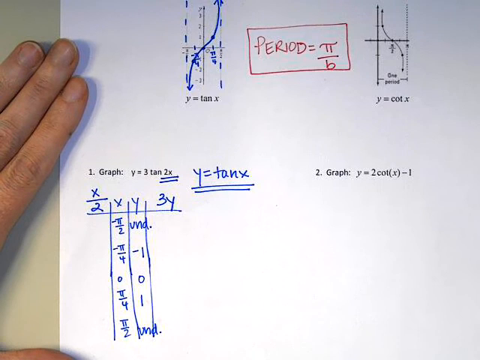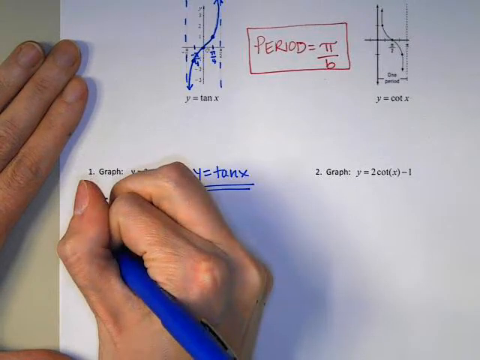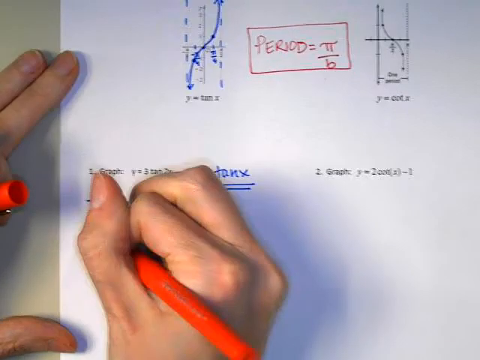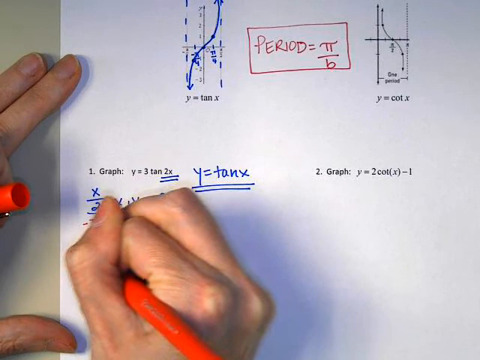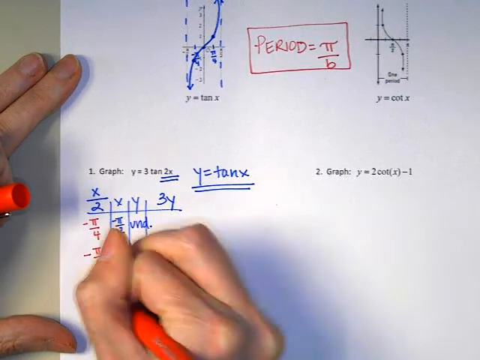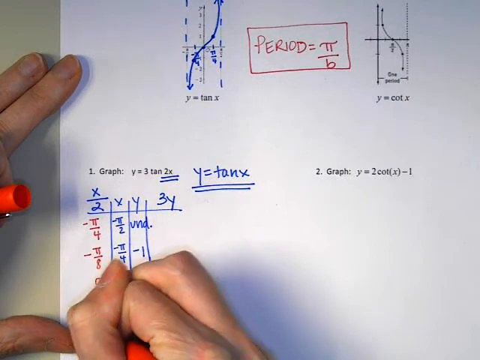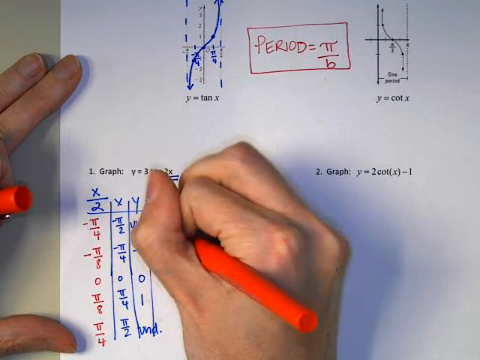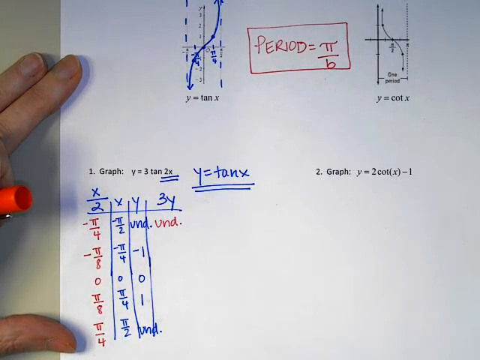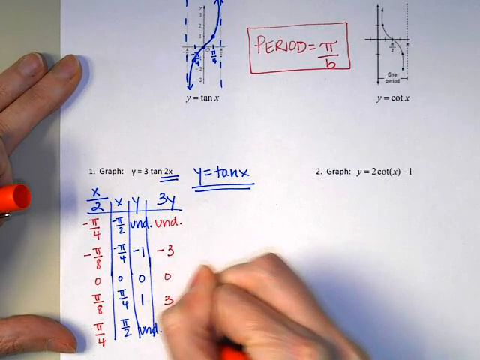All right, so let's get all the transformation values. If you divide by 2, I'll use a different color. This becomes negative pi over 4. This is now negative pi over 8. 0 divided by 2 is 0, and then positive pi over 8 and positive pi over 4. And then if you multiply all these by 3, this is still an undefined asymptote. Negative 3, 0, 3, and undefined asymptote.